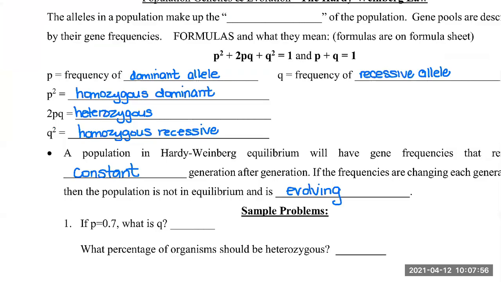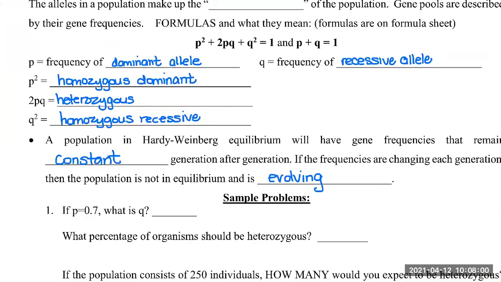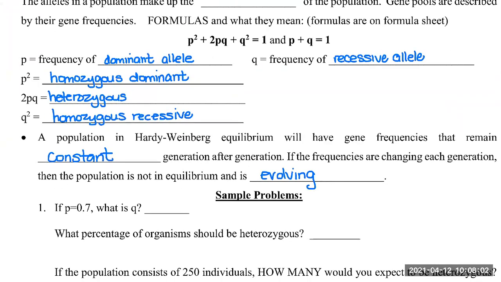Okay, so this is the outline that you've already got, and you should have already filled this stuff out. So this is our formula. Now remember, the formula sheet on the AP exam does give us that P is the dominant allele, Q is the recessive allele, and that P squared plus 2PQ plus Q squared is equal to 1.